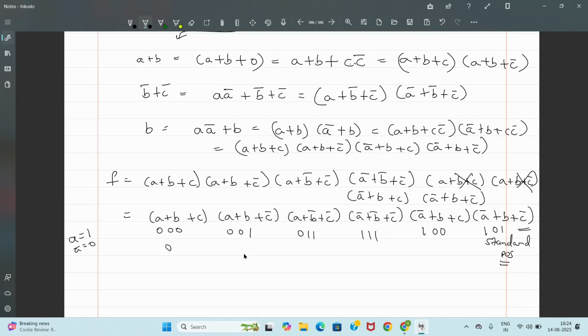Now write the decimal of the 0, 1, 3, 7, 4, 5. Final answer will be the orderly arrangement of these numbers: 0, 1, 3, 4, 5, and 7, but the symbol will be pi M. This is product of max terms. Okay, this is max term, capital M. So this is the canonical max term form.